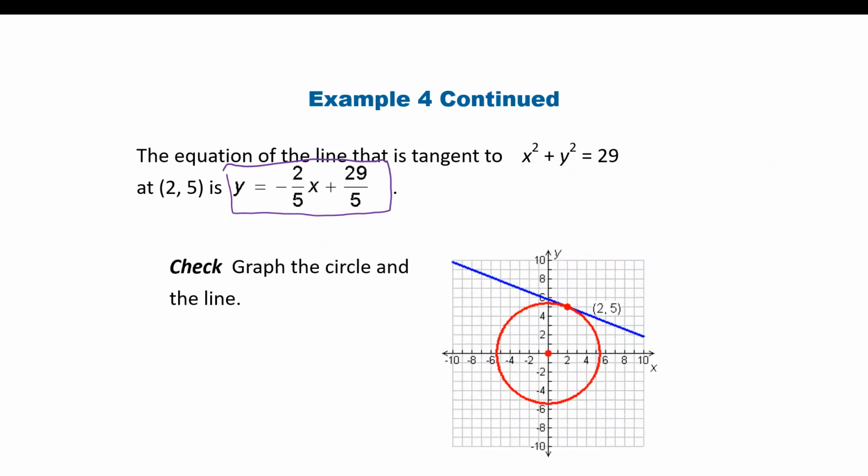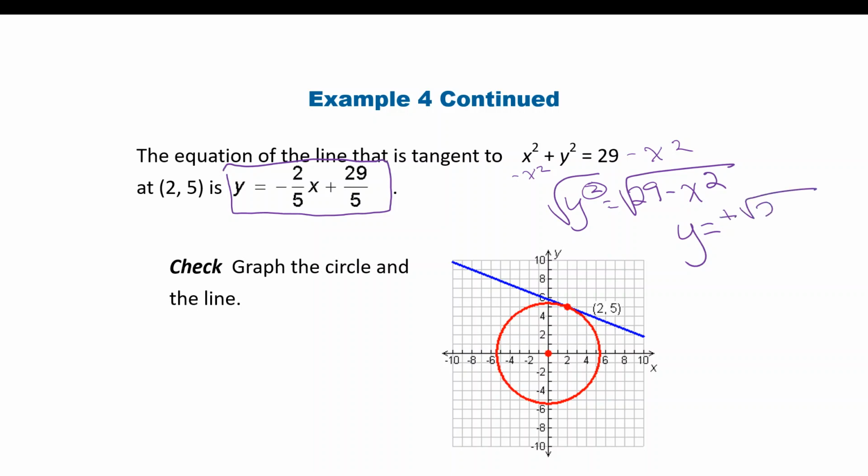And again, you can always graph these out to check and make sure that this line is actually tangent. Remember how to get that into your calculator. You have to solve for y first. So you would subtract x squared from both sides, so you have y squared equals 29 minus x squared, and we have to get rid of this square, so we take the square root of both sides. So you would actually put in your calculator y equals plus or minus the square root of 29 minus x squared.